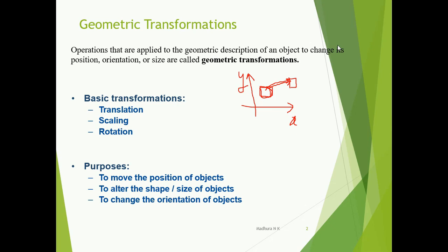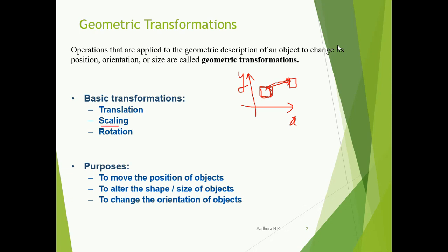Another thing we have is called scaling. You might be thinking, what is the use of scaling? You have an object and now you want to alter the shape or size of the object. Maybe you want to increase or decrease the size of the object. Then we call it scaling.